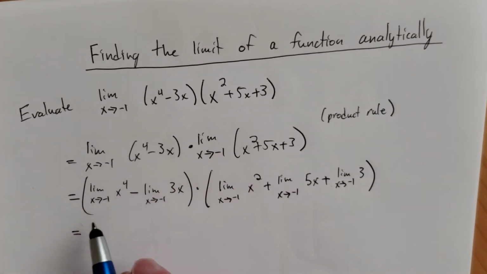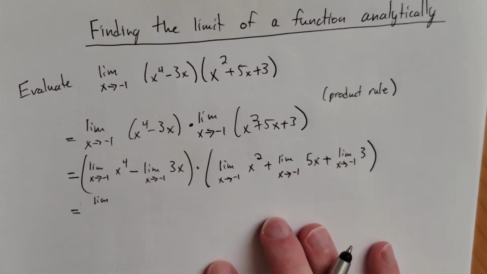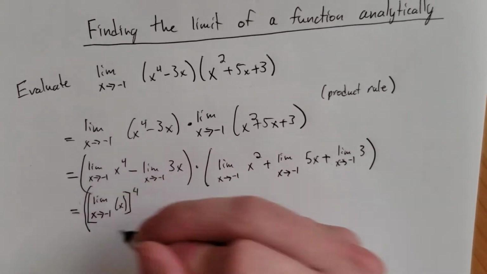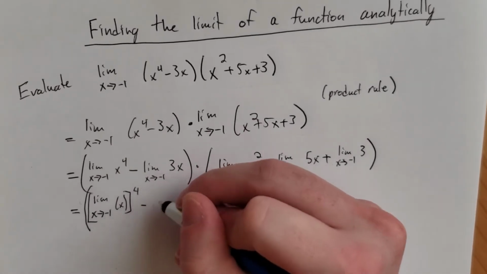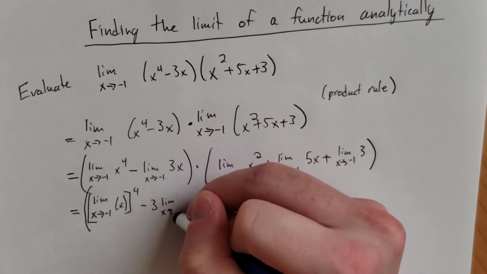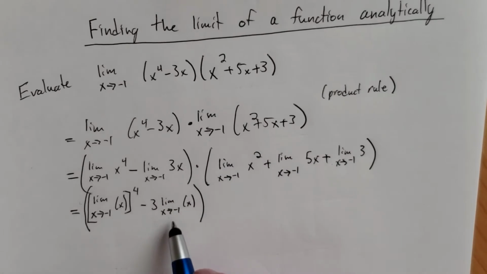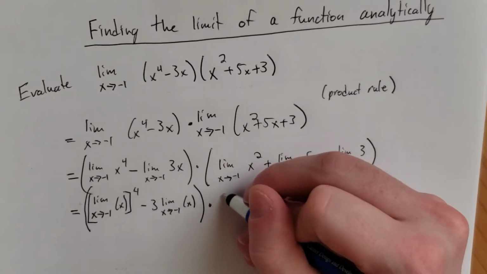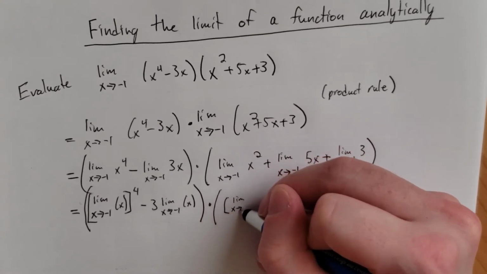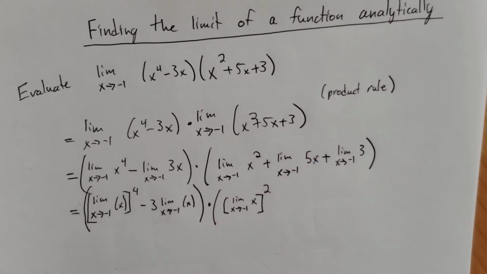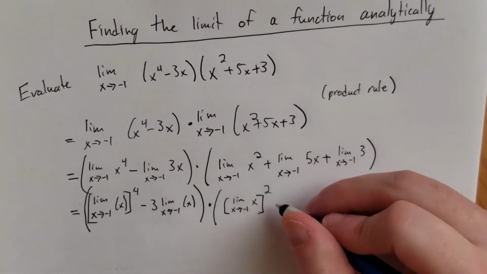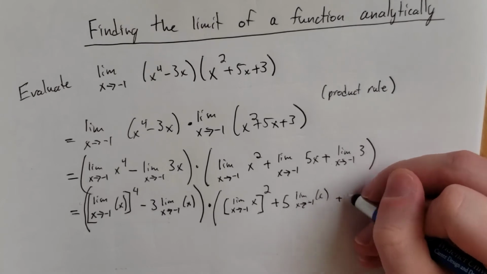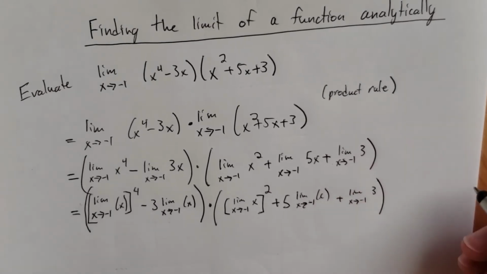Let's look at just this step right here. This is the limit as x approaches -1 of x, all raised to the fourth, by our power rule, minus 3 times the limit as x approaches -1 of x. This is our constant multiple rule. We can pull the constant out front, times, and then here we have a power rule again. So the limit as x approaches -1 of x, all raised to the second power now. And then plus 5 times the limit as x approaches -1 of x plus the limit as x approaches -1 of 3. Okay, now what are each of those?